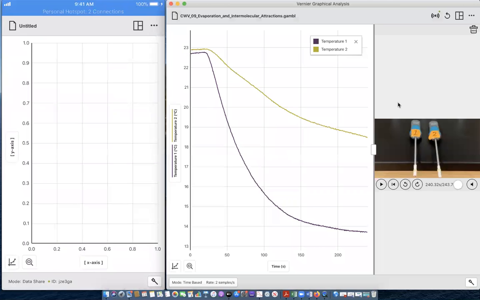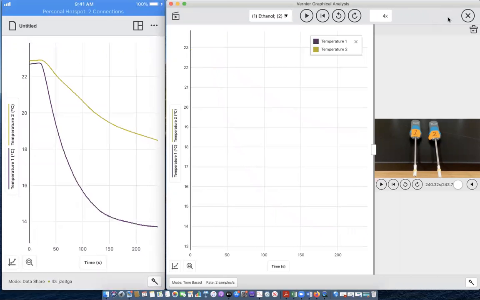iPhone. As I mentioned, the iPhone is something that you could use with graphical analysis. It also works for any iOS device. It works for Android devices, so it could be an Android phone. It works on Chromebooks, PCs, and Macs. Any one of those will be useful for you to have with your students.